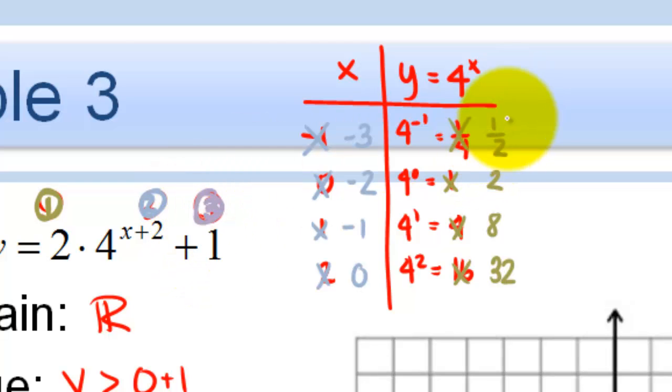So instead of 1/2, I get 1.5 or 3/2. Instead of 2, I get a 3. Instead of 8, I get a 9. Instead of 32, I get a 33.